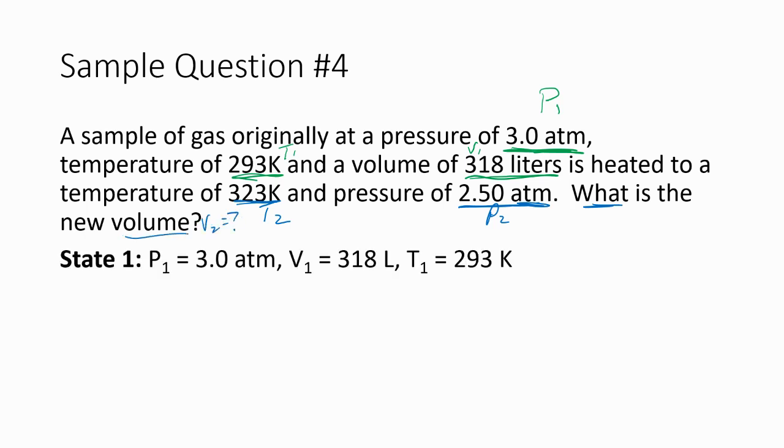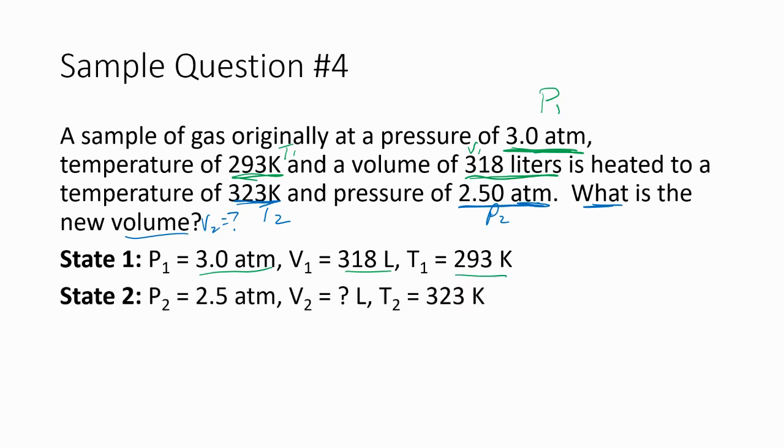So if we lay all that out, P1 is the 3 atmospheres, V1 is the 318 liters, it's already in liters. Our temperature is in Kelvin, so we don't have to convert that. Our second situation, 2.5 atmospheres. Our volume we don't know, and our temperature is 323. So our P1 V1 over T1 equals P2 V2 over T2. We'll have nothing eliminated.